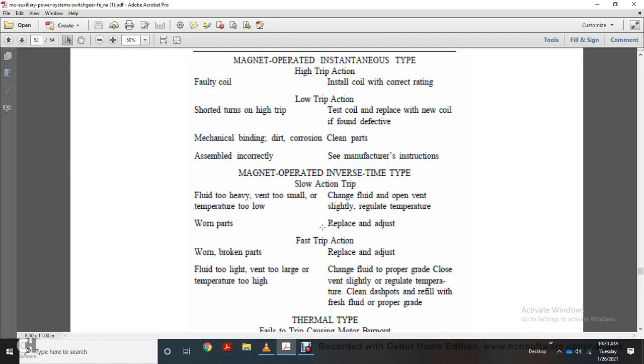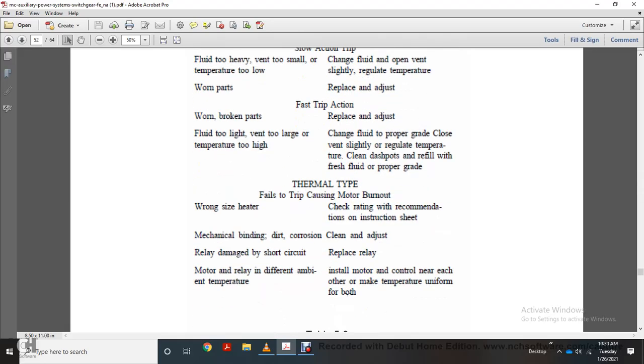Magnet operated inverse time delay: fluid too heavy, vent too small, temperature low. Change fluid, open vent slightly, regulate the temperature. Worn parts: replace and adjust. Fast tripping action: worn or broken parts, replace and adjust. Fluid too light, vent too large, or temperature too high. Change fluid to the proper grade. Close the vent slightly. Repair. Regulate temperature. Check the dash pots. Refill with fluid of the proper grade.